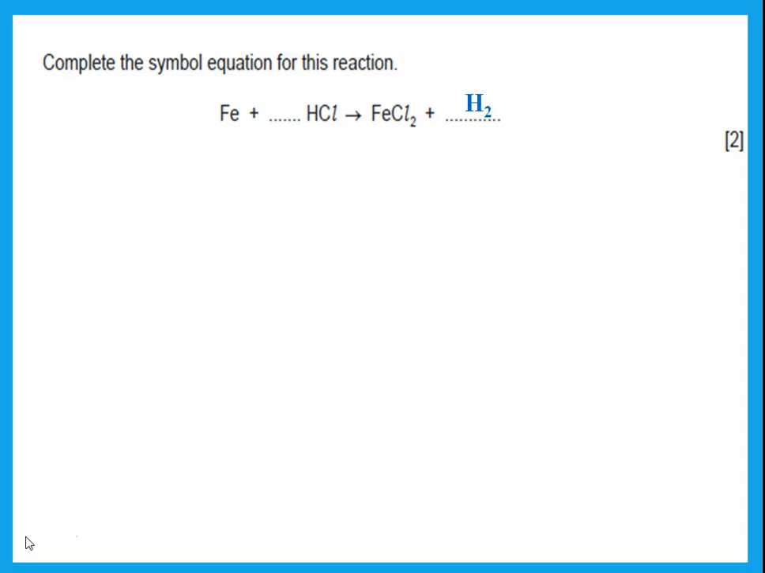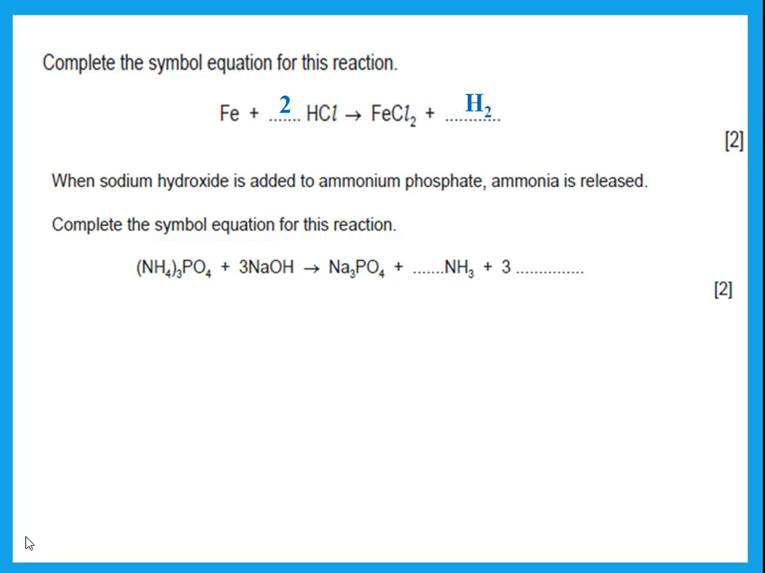Now, before the arrow, I have 1 Fe. After the arrow, I have 1 Fe. Before the arrow, I have 1 H. After the arrow, I have how many H's? 2. That means I need to put a 2 in front of the HCl so that I have 2 and 2. Remember, we increase the one that is less. But when I put a 2 before the HCl, that means I now have 2 H's and 2 Cl's. So now I have 2 Cl before the arrow. I also have 2 Cl after the arrow. And that means the equation is now balanced. Okay, these are easy. Let's try this one.